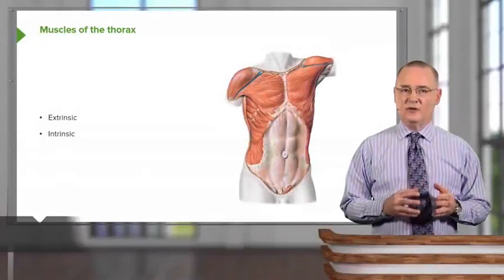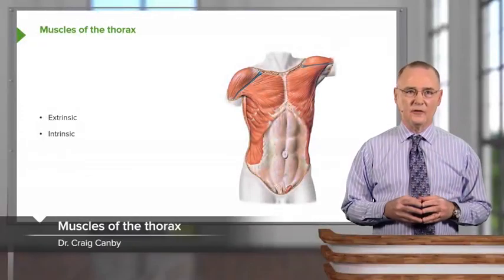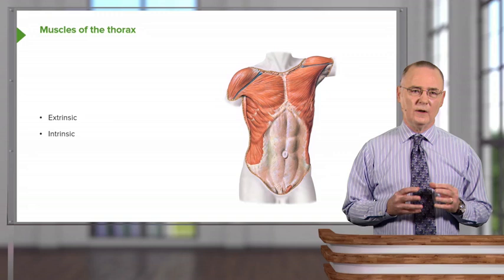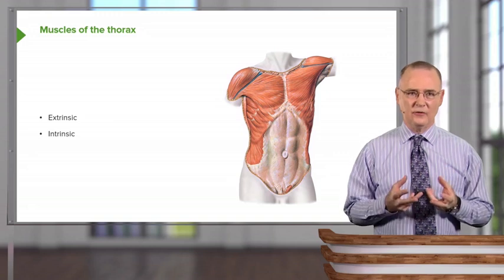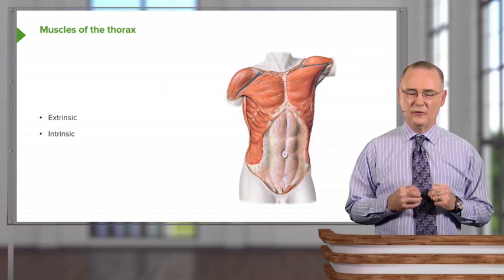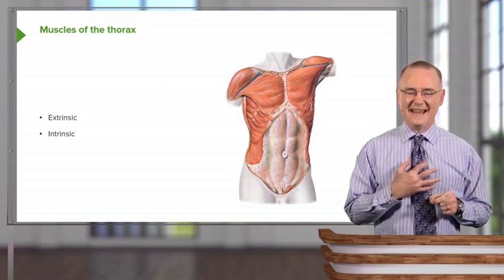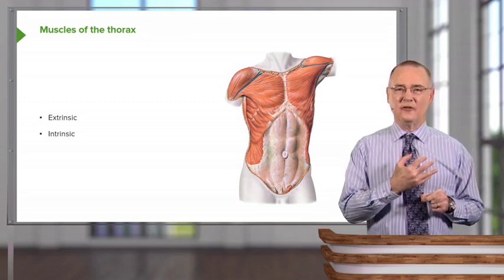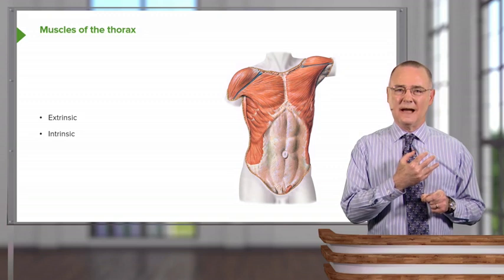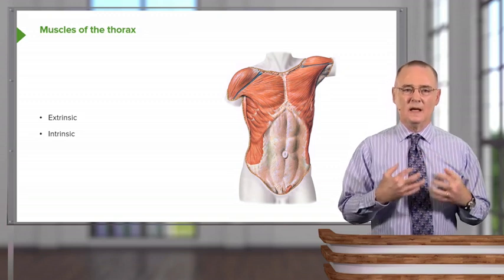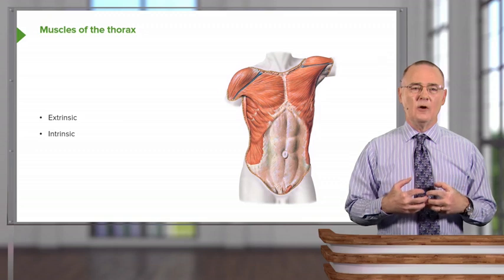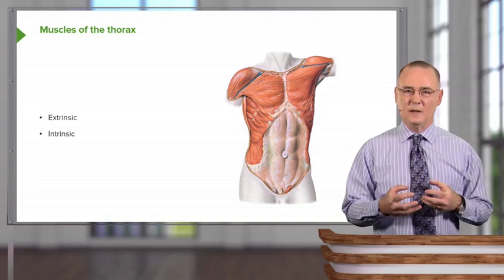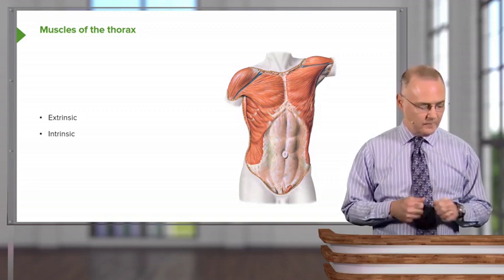Now we'll shift our attention to the muscles of the thorax. When we look at muscles of the thorax, we can divide them into one of two categories: extrinsic muscles and intrinsic muscles. Extrinsic muscles will have an attachment to the thoracic wall, but then another attachment that lies outside of the thoracic wall, such as the clavicle or the humerus. Intrinsic muscles will attach to the components of the thoracic wall, sternum to ribs, ribs to ribs, for example.